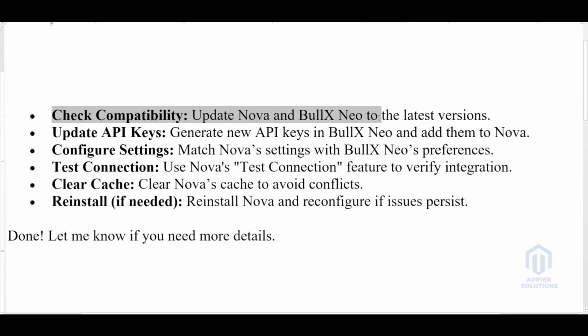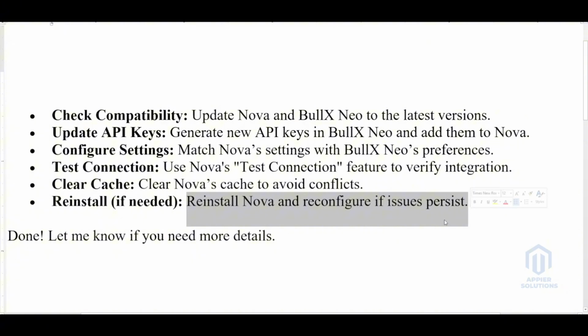All you have to do is to check the compatibility, update Nova and BullX New to the latest version, and generate new API keys in BullX New and add them to Nova. Match Nova settings with the BullX New preferences. Use Nova's test connection feature to verify integration. Clear Nova cache to avoid conflicts. And then, if nothing works, reinstall Nova and reconfigure if issues still persist.